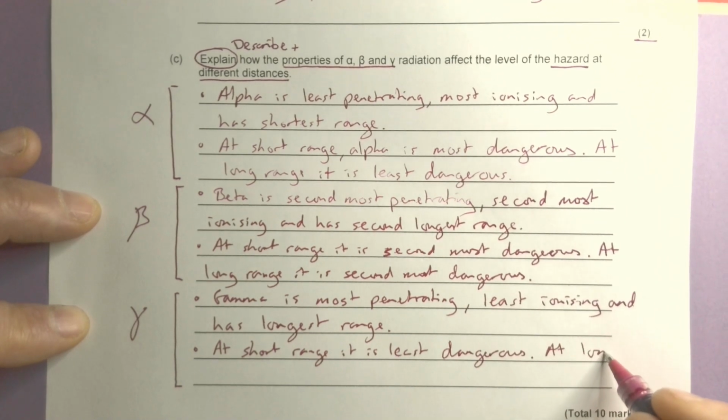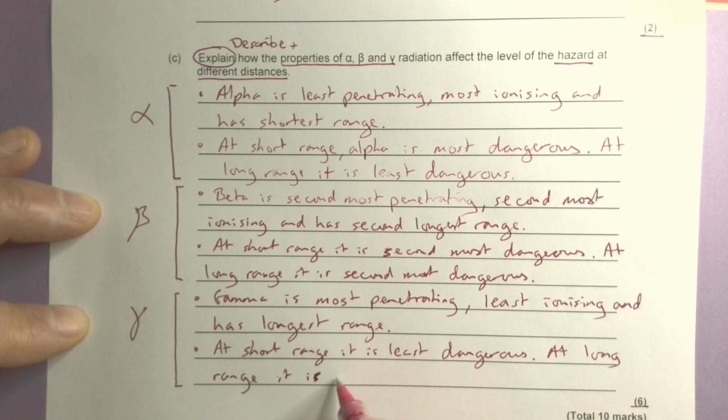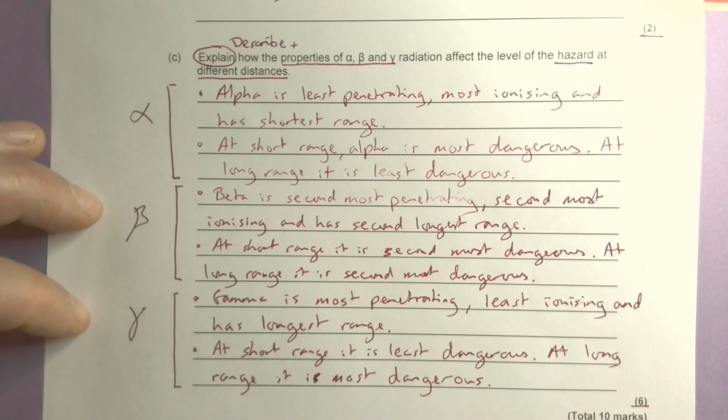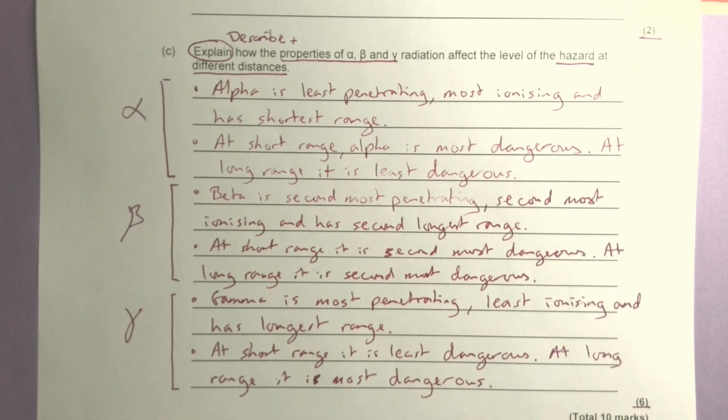At long range it is most dangerous. So what you'll notice there is each two sentences have got a real pattern. I'm pretty much writing the same thing each time. I'm just changing which is most, which is least. They're the only words I'm really changing, most and least, for each one.